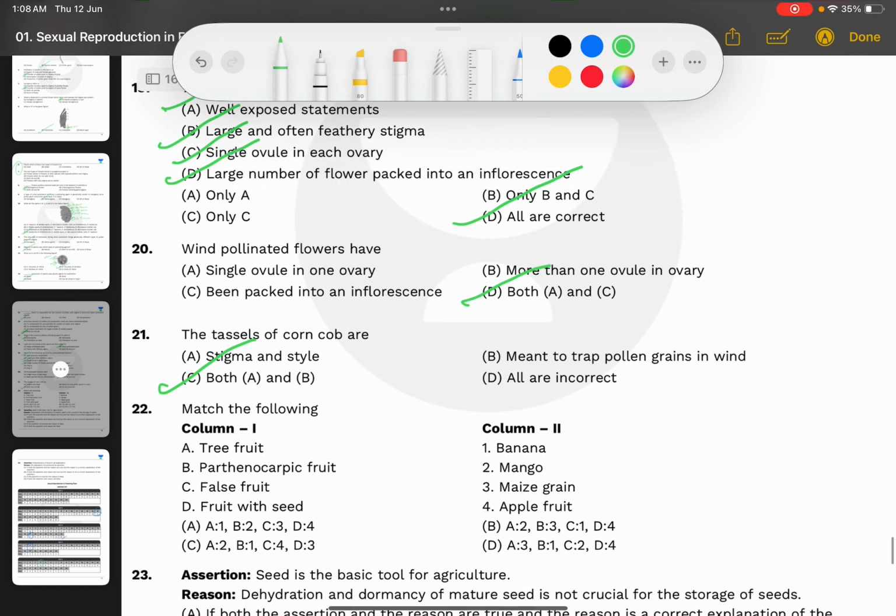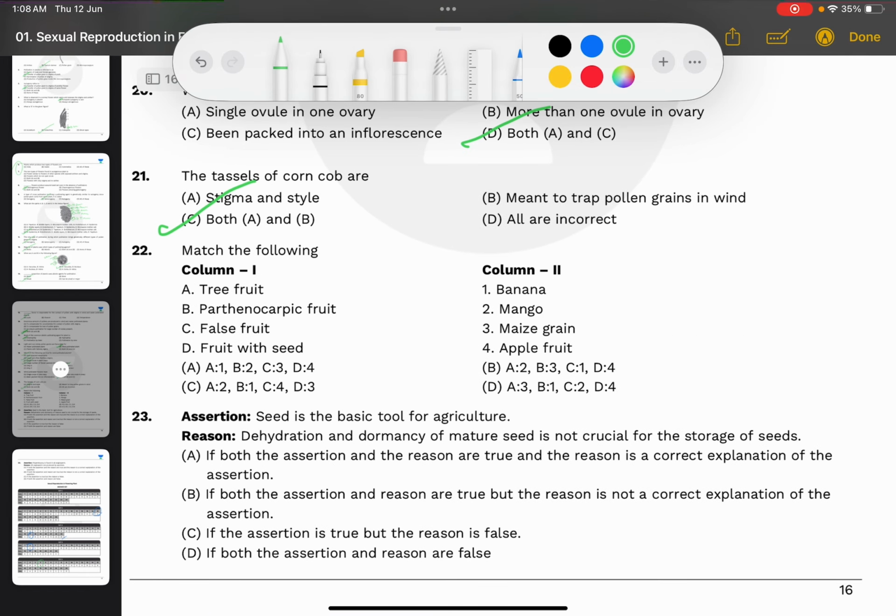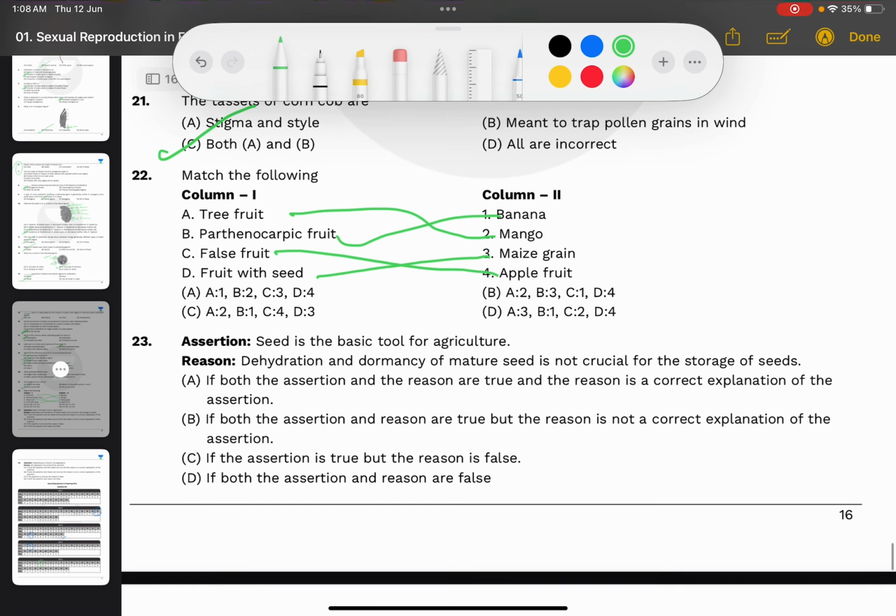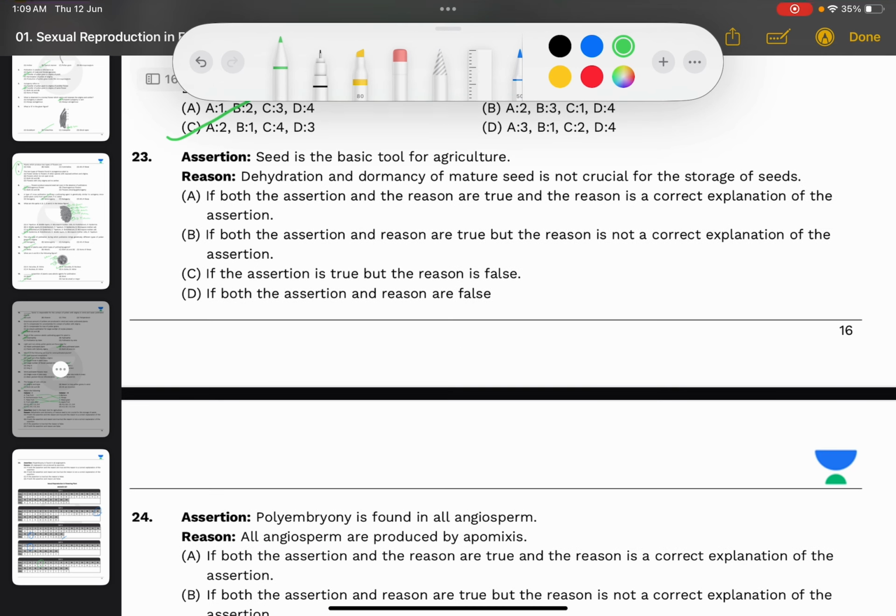Now starting with 22, it's a tree fruit, parthenocarpic fruit. Changed the path? False fruit, apple, fruit with seed, maize. Add it up. A ka... B ka 1, B ka 1, B ka 1, B ka 1. Now seed is the basic tool of agriculture. Dehydration, dormancy, mature seed is not. Reason is wrong.